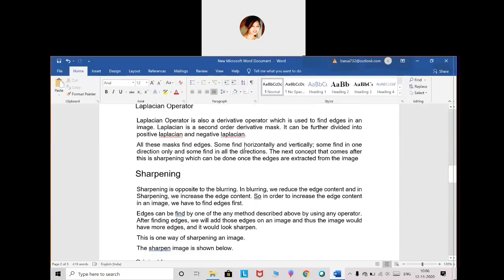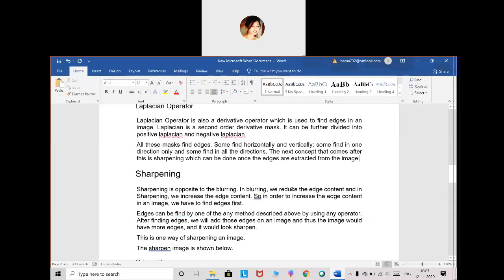The next concept is sharpening, which can be done once the edges are extracted from the image. So see, step by step: once you have detected the edges from the image and extracted those edges, finally you can apply the sharpening technique. Sharpening is opposite to blurring. Blurring means noise. In digital image processing, when there are disturbances in an image, that is known as noise, so the image is a bit blurred. Sharpening is just opposite to the blurring.